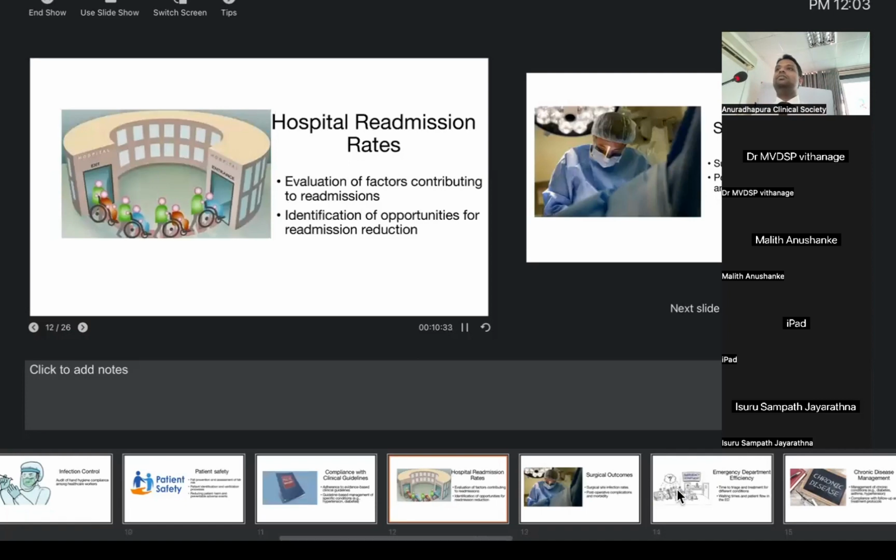Hospital readmission rates. The reasons for readmission. One audit is by the time of discharge, whether the proper instructions are given or not. You can audit it. The other audit is whether the information is received by the patient. It's another audit, right? Always you need to have a piece of paper and you can ask, right? And we will discuss the ethical aspect as well. So you can identify the opportunities for readmission reduction.